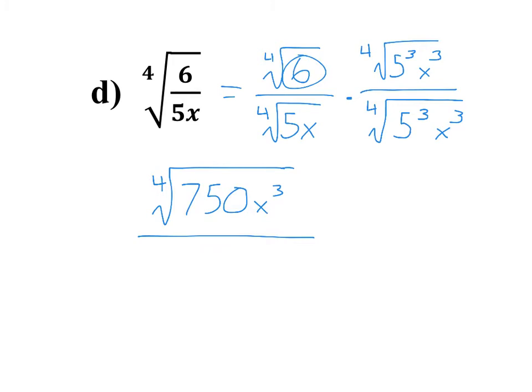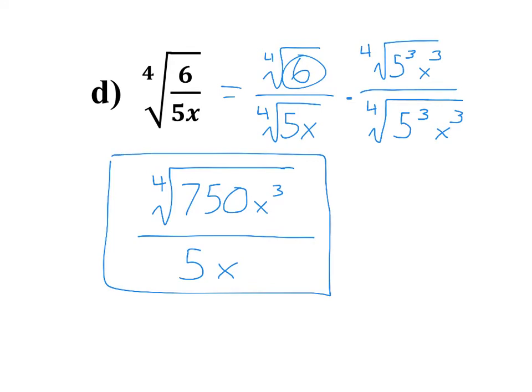Okay, and then on the bottom, now we have a total of 4 5s, so a 5 can come out. We also have a total of 4 x's, so an x can come out. Do we need absolute value? Doesn't look like it. The exponent for x went from 1 to 1, so it didn't go even to odd.